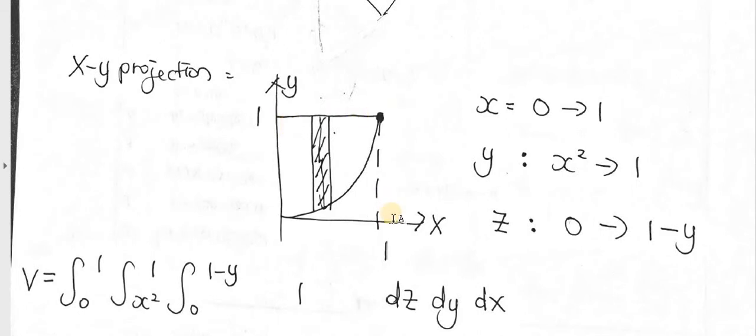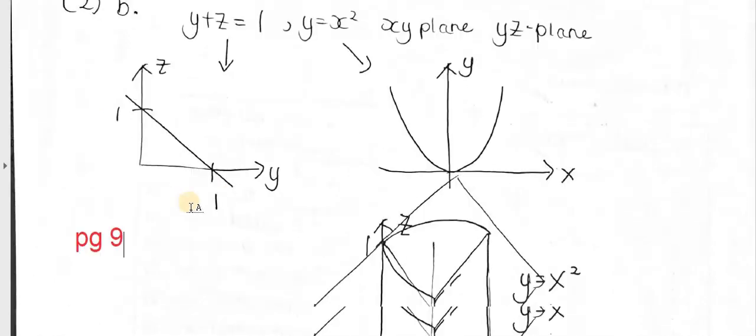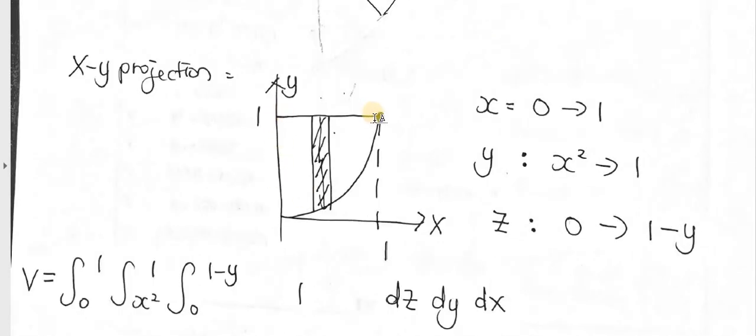I stop here because you slice by using this plane. You slice by using this Y plus Z equals to 1 plane. That's why I stop here. So this is your XY projection for you to define the interval of your dx and also the dy.